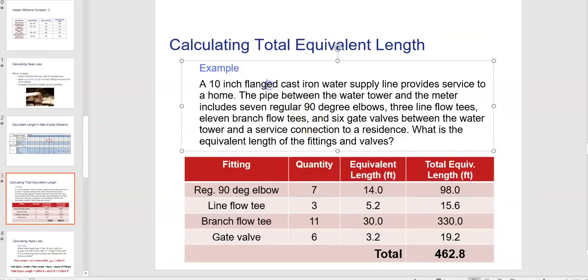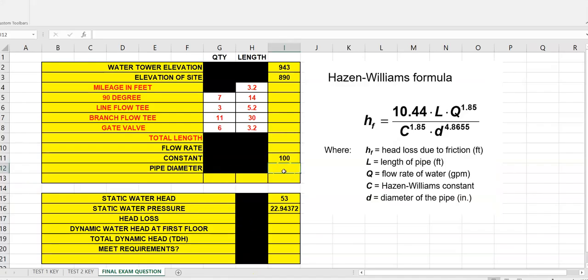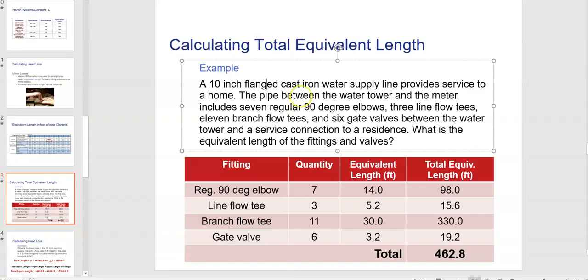So for a 10-inch flanged cast iron water supply line, let's go ahead and go back to our spreadsheet real quick. And the diameter of the pipe is 10 inches. Let's put a 10 in here. Now let's go back to our question. It says the pipe between the water tower and the meter includes 7 regular 90-degree elbows, 3 line flow T's, 11 branch flow T's, and 6 gate valves. So you need to find the equivalent length for each one of these.